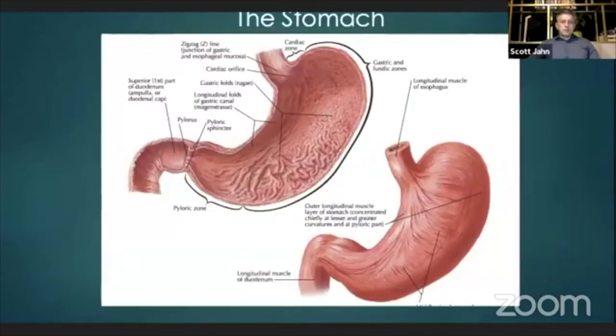So here is our stomach, where our journey continues, right? So the stomach has a special architecture where it has these little bumps on it to help digest food. So the food will run over through those little bumps and help break it down. All right.